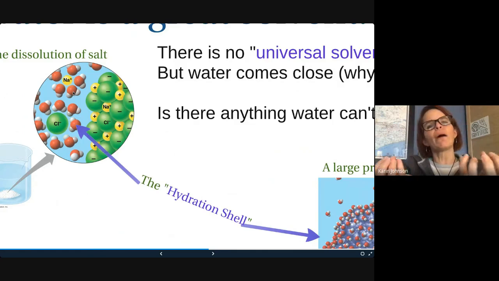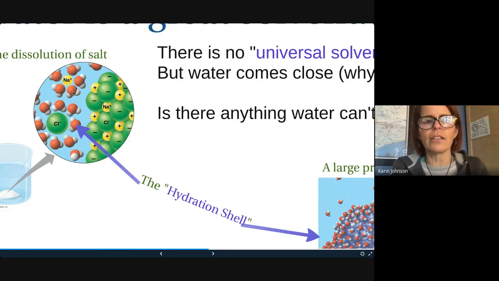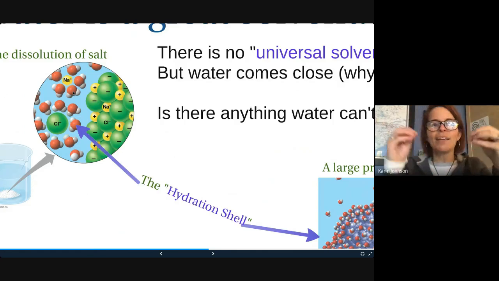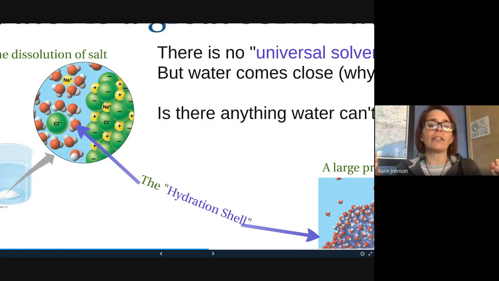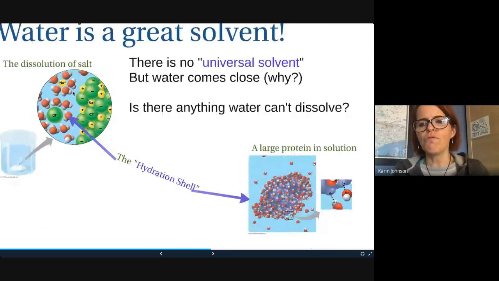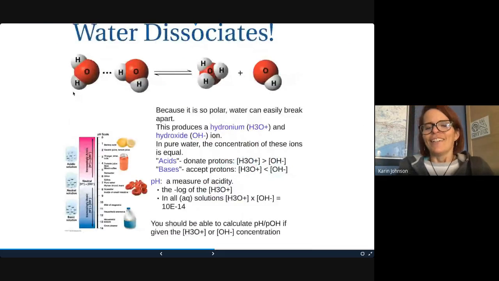The negative part of the molecule is going to be attracted to anions, and the positive part of the water molecule is going to be attracted. Oops, I said that backwards. The negative part is going to be attracted to cations, and the positively charged parts of the water molecule are going to be attracted to anions. All right, moving on. This is a hard one.